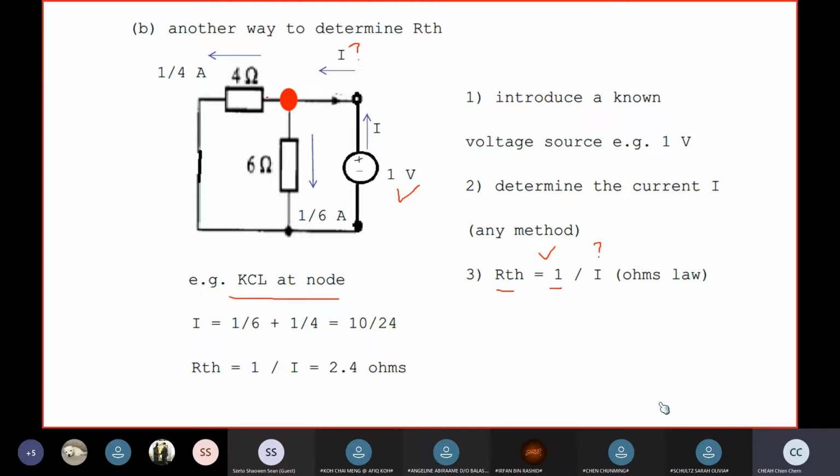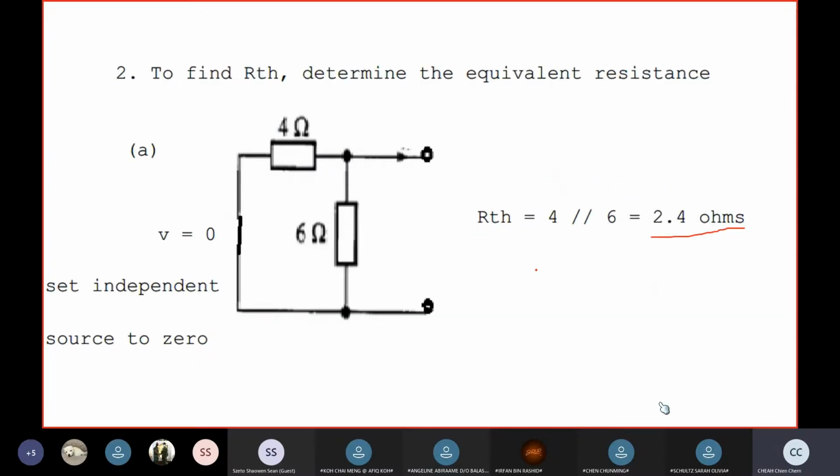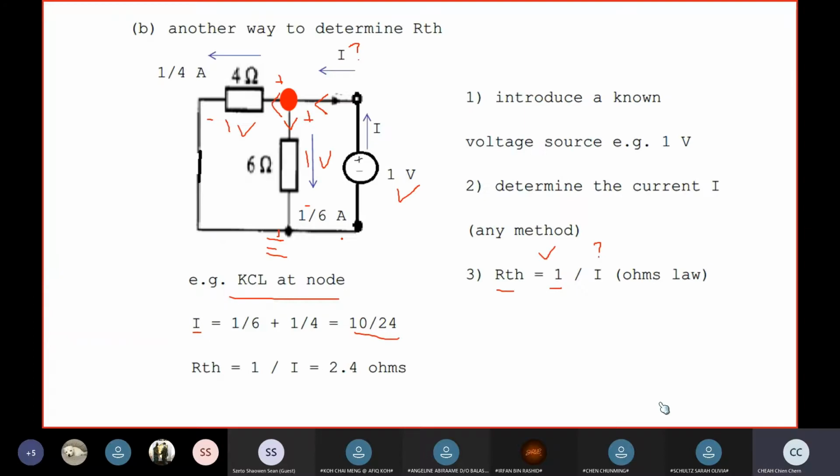Why? Because 1 volt is applied across 6 ohm as well as 4 ohm, and this is connected to ground. So 1 divided by 6 is the current flowing through here. 1 divided by 4 is the current flowing through here. You add them up, you get the total current flowing into the terminal, which is equal to the outflow. And 1 over I, it means 1 over this value, is also equal to 2.4 ohms, which is exactly the same as this. So the earlier method is easier, you can see that you just straight away do it. This method is more complicated, but you get the same answer.